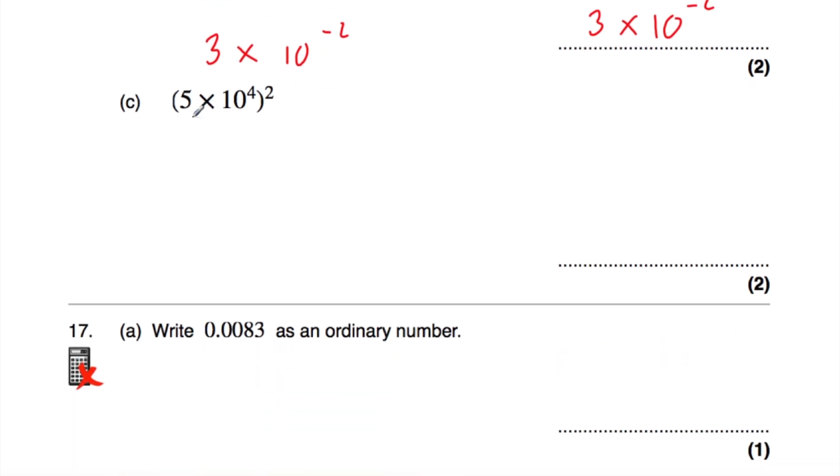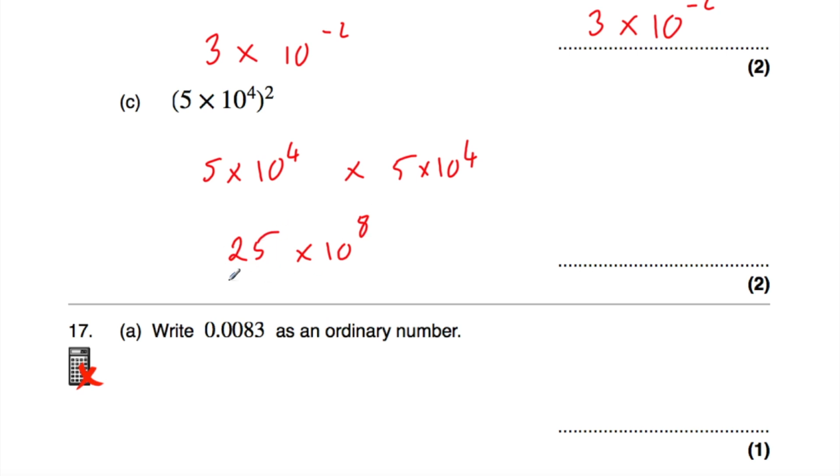Okay, and then part C. Part C, we've been asked to work out 5 times 10 to the power 4, all squared. Whenever we're squaring something, we times it by itself. So we've got 5 times 10 to the power 4 multiplied by 5 times 10 to the power 4. I'm just going to show you this way and then I'll show you another way. We're going to do 5 times 5, the numbers in front, so that'll be 25. And then times by 10 to the power of. We're multiplying things with the same base, so we're going to add the powers, and 4 plus 4 is equal to 8. So we've got 25 times 10 to the power of 8.